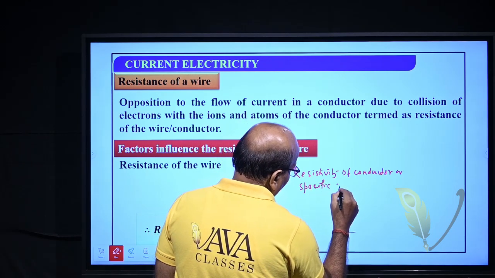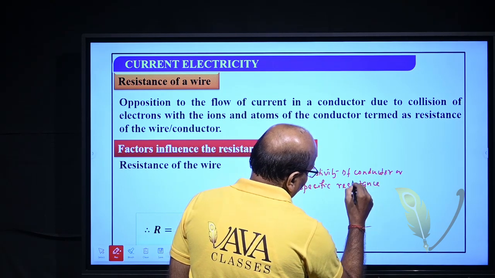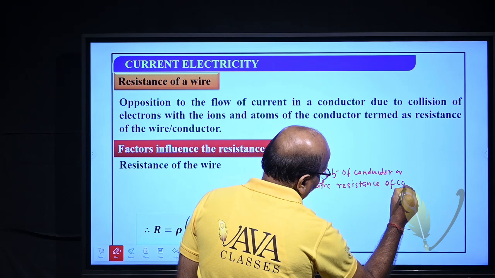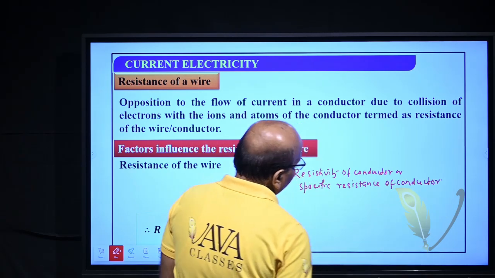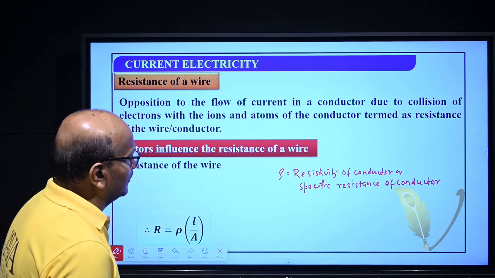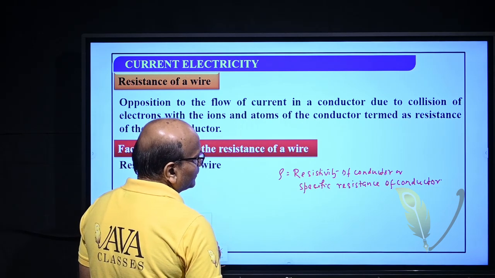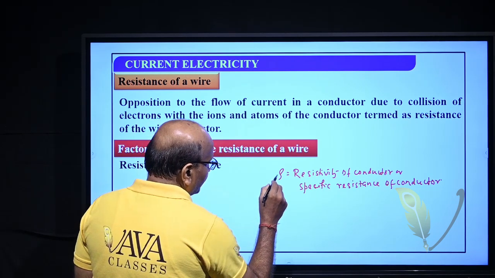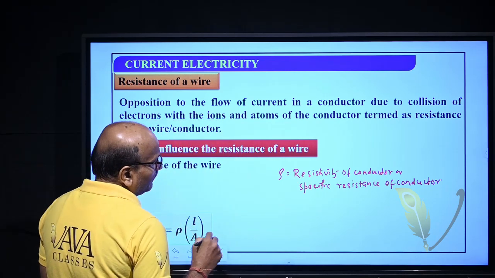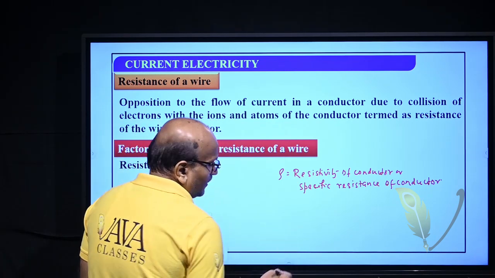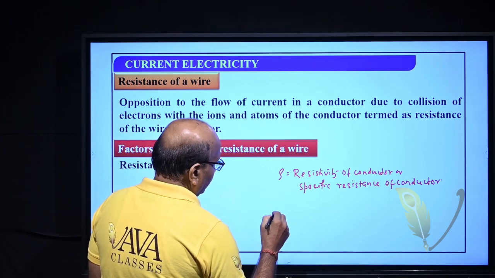Specific resistance of a conductor, and its value depends on the nature of the conductor and the temperature of the conductor, but is independent of the dimensions of the conductor. Length or area of the conductor, it does not depend on them.